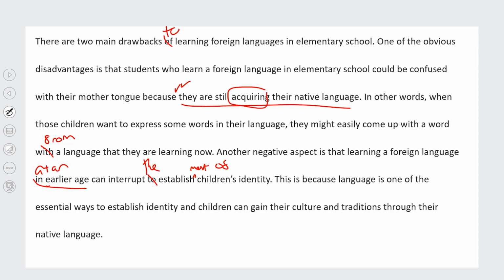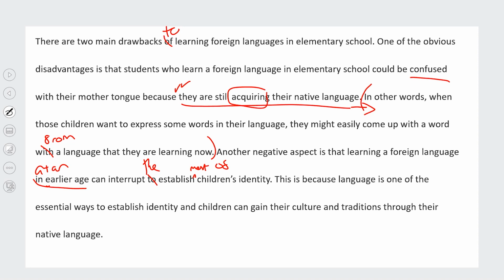And so one of the dangers that a lot of students face is that they don't spend enough time explaining both disadvantages. They say disadvantage 1 is this, disadvantage 2 is this. But this candidate has explained in a little bit more detail why this is the disadvantage, okay? So they've got one of the obvious disadvantages is that it can confuse people who are still learning their native language. And then they've expanded. In other words, those children want to express some words in their language, they might easily come up with a word for the language they're learning now. Okay, so they've given a sort of example of what they mean about how this might be an actual disadvantage. So I'm like, okay, I understand why it's a disadvantage, because you might get confused when you're trying to speak.